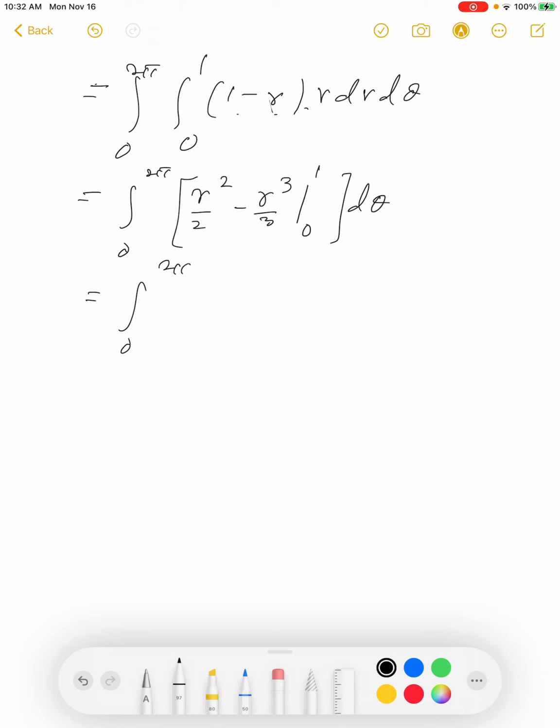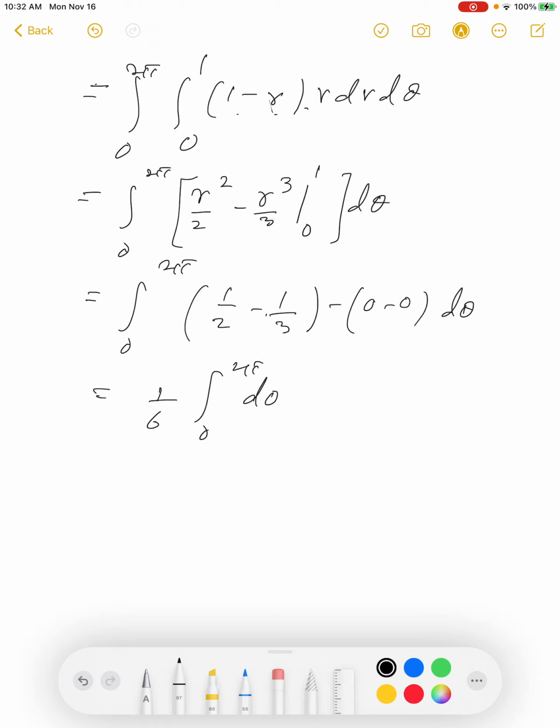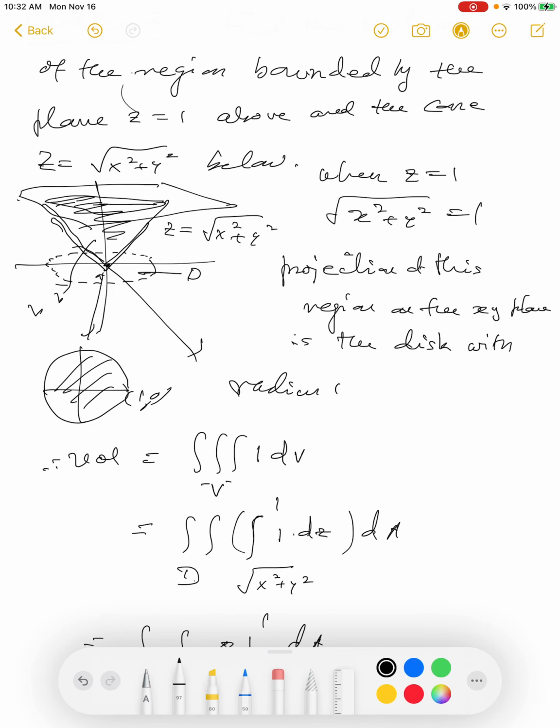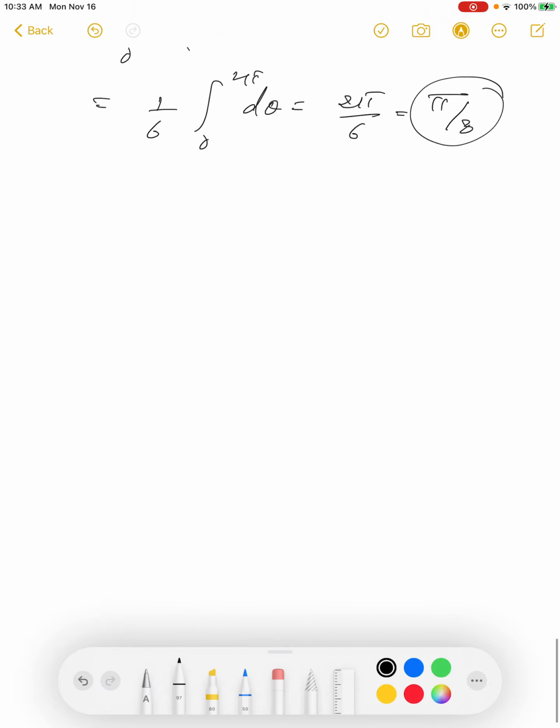And so that's going to be integral 0 to 2 pi, and then you get 1/2 minus 1/3 minus 0 minus 0. That's 1/6. And that's going to be 2 pi by 6, which is pi by 3. So the volume of this cone is going to be pi by 3. So that was your second problem on triple integrals.